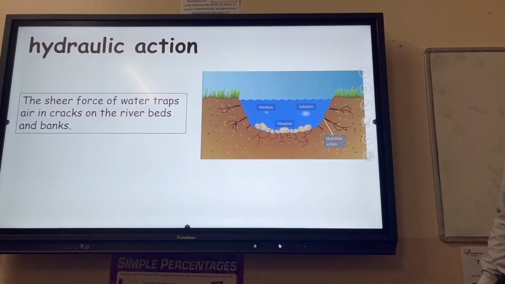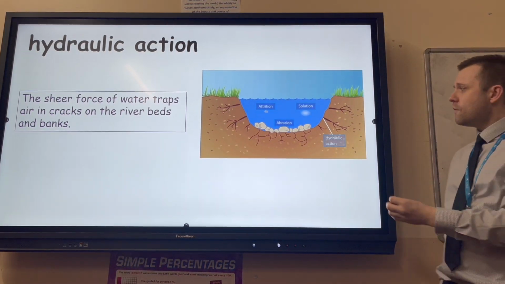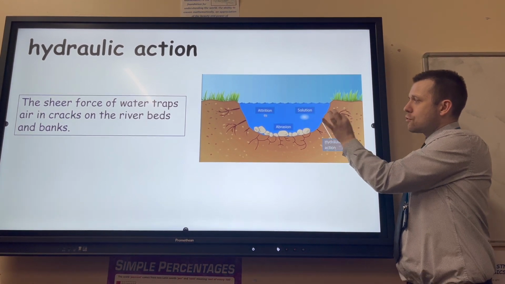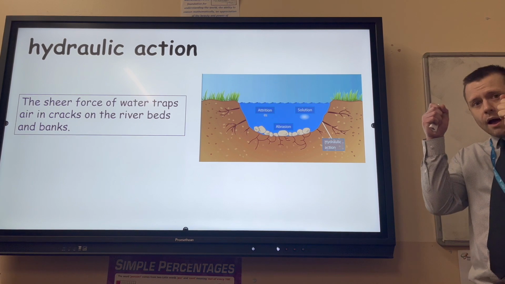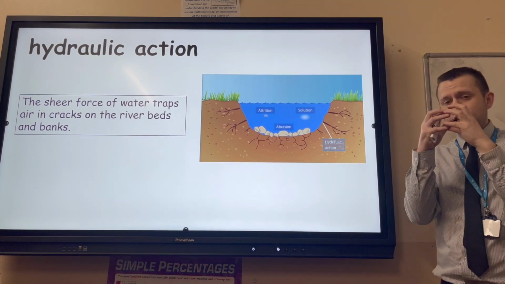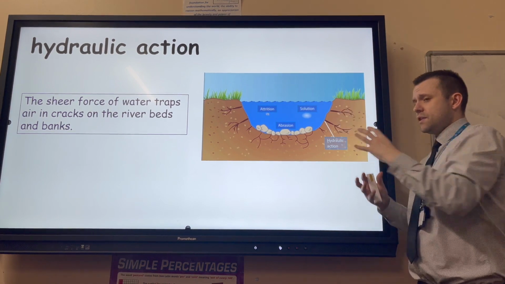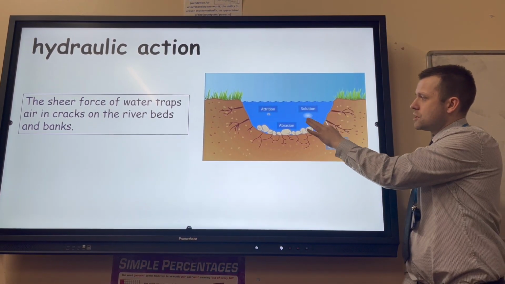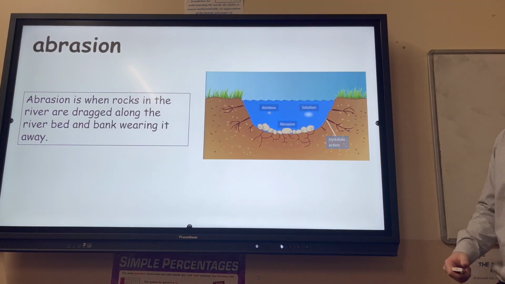The first one that we will look at is hydraulic action. Hydraulic action is the shear force of the water, and what it does, it traps air in cracks in the riverbed and the riverbanks, causing it to be squeezed in. When the water is removed, it expands, and eventually this constant compressing and expansion causes the river to erode away, and we can also call that cavitation.